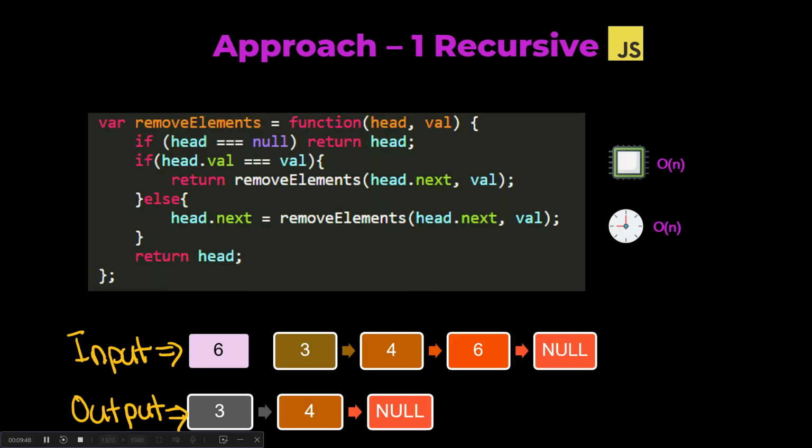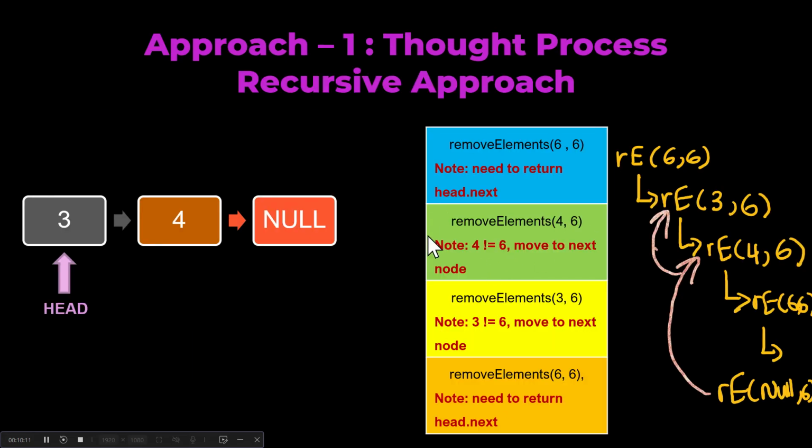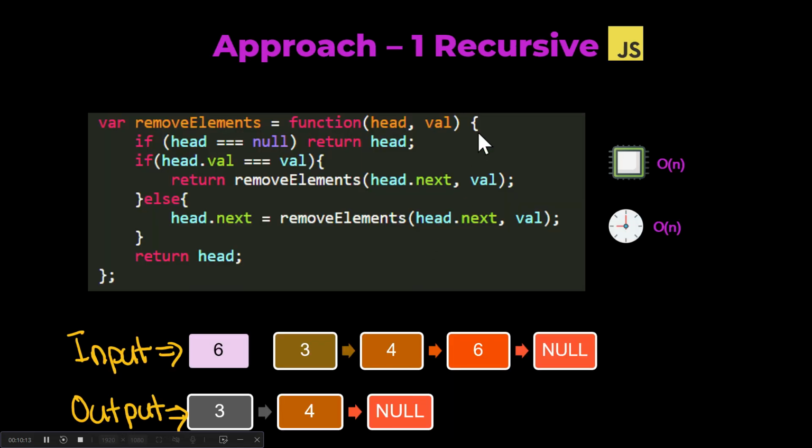So let's discuss time and space complexity. We are visiting every node of the linked list once to check whether the value is equal to the given value that we need to delete. So for that, the time complexity is O of n. Here, I have shown previously that we need to use the recursive call stack, which is this stack. Because we have used the implicit recursive call stack, the space complexity for this algorithm is O of n.